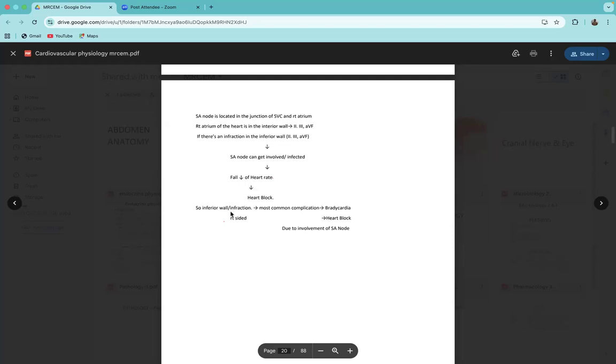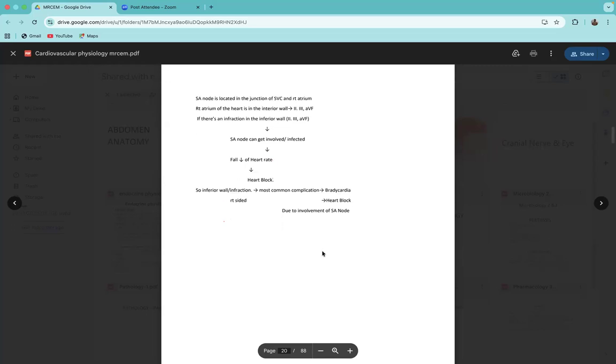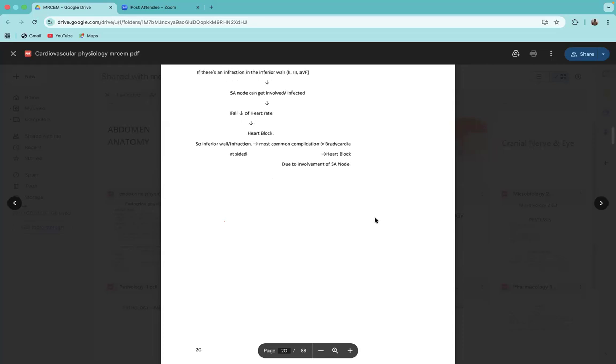So in case of inferior wall infarction, the most common complications are bradycardia and heart block, which are basically caused by right-sided heart involvement of the SA node. So when there are any changes in leads 2, 3 and aVF in our ECG, we will obviously have to look for bradycardia or heart block as well, and we will know that this is due to the involvement of the sinoatrial node.